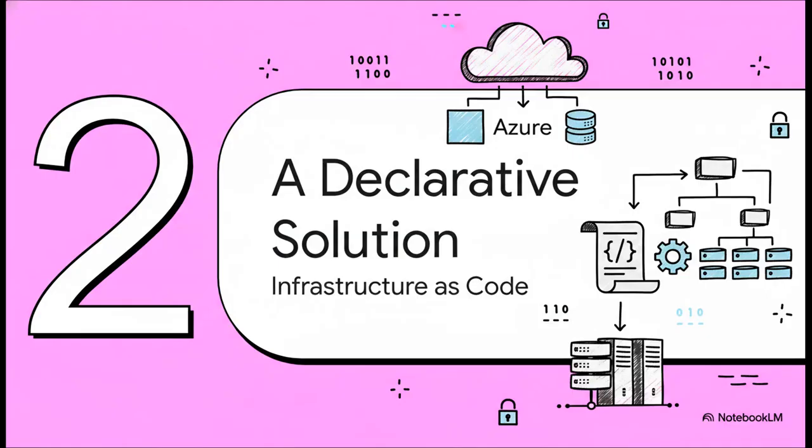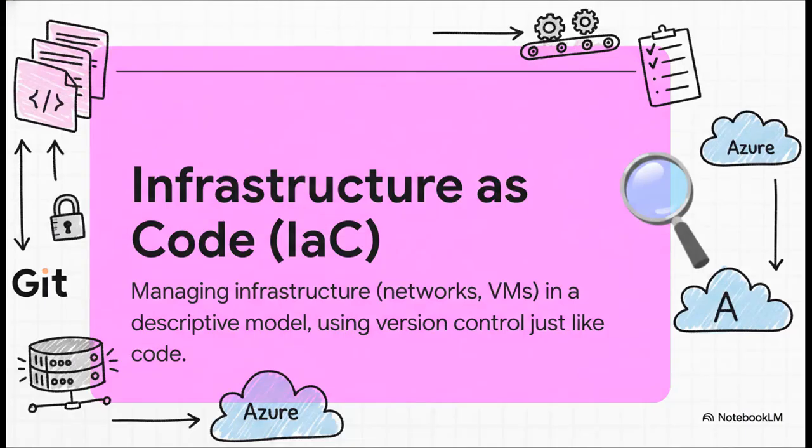Okay, so what's the better way? Well, it's this really powerful concept called infrastructure as code, or IaC for short. So instead of clicking around in a web browser, you define your entire setup. I'm talking servers, networks, databases, all of it in plain text files. These files become your single source of truth. You can check them into Git, have your teammates review them, and reuse them over and over. It brings all the discipline of software development to your infrastructure.